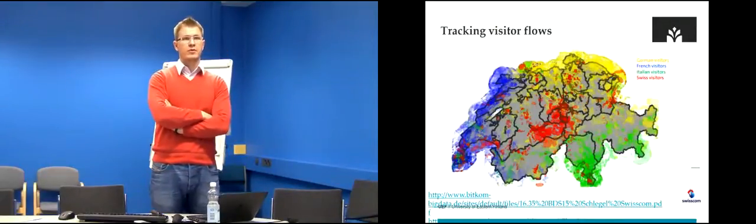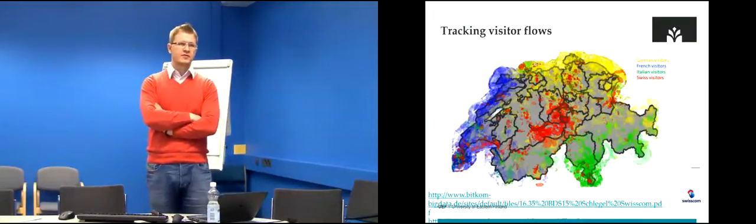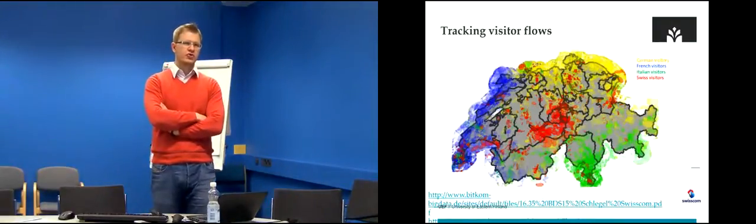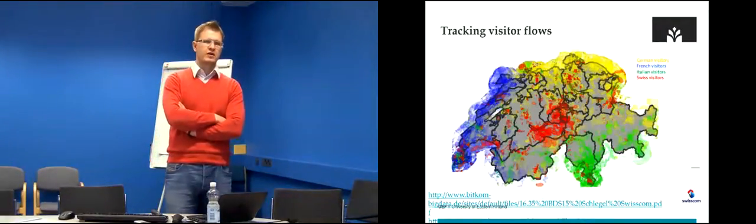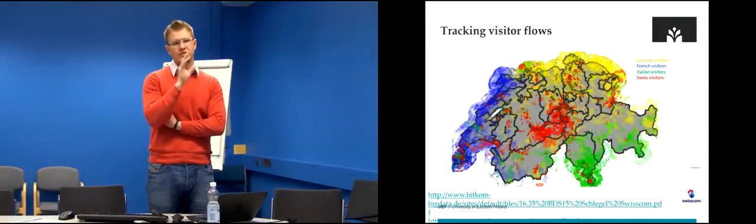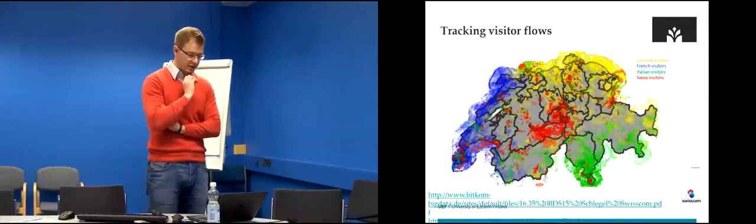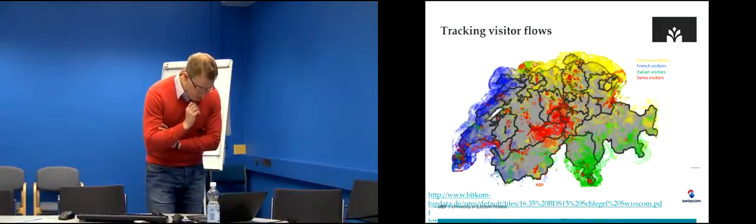This is an example from Switzerland, I think, yes, Swisscom data, that shows how German, French, Italian, and Swiss visitors are moving around the country. You can see that French visitors are on the west side of the country, Germans on the north side, Italians on the south side, and Swiss are in the middle of the country. You can see which destinations they go to, which sites they visit, and how they move within the country. You can get very detailed data.